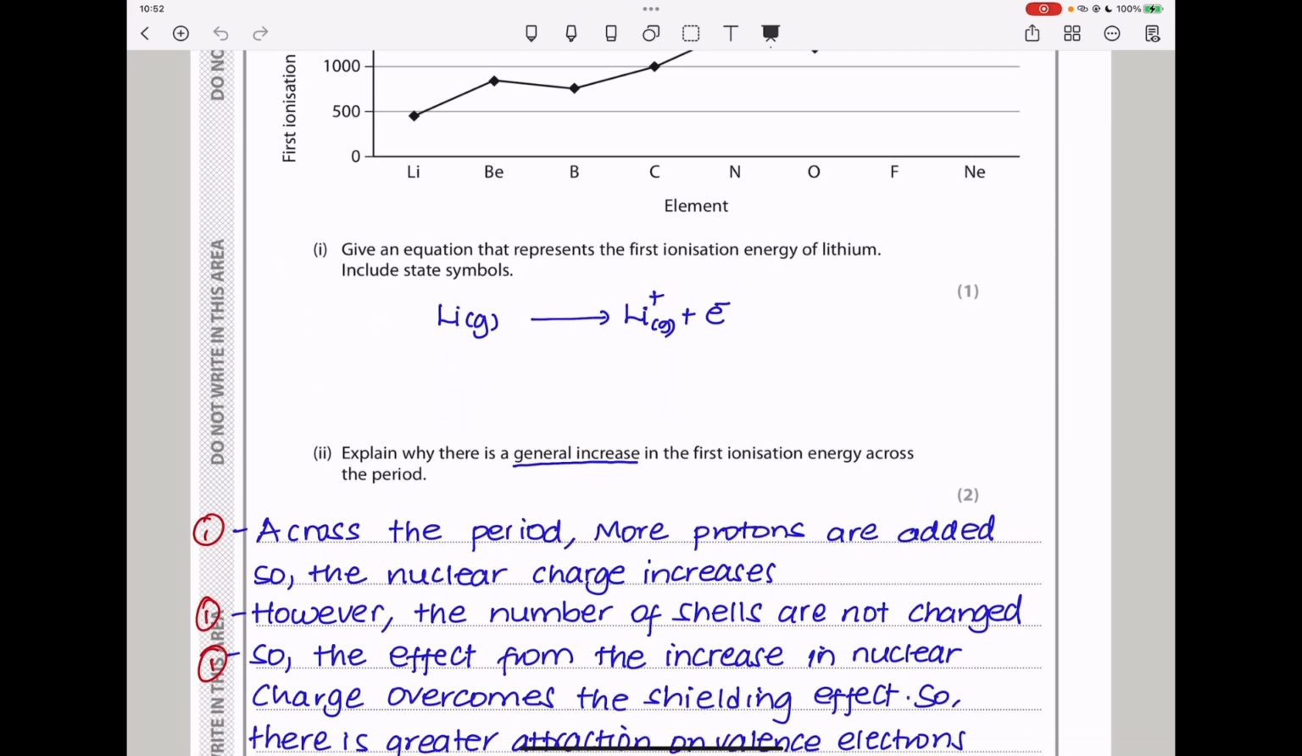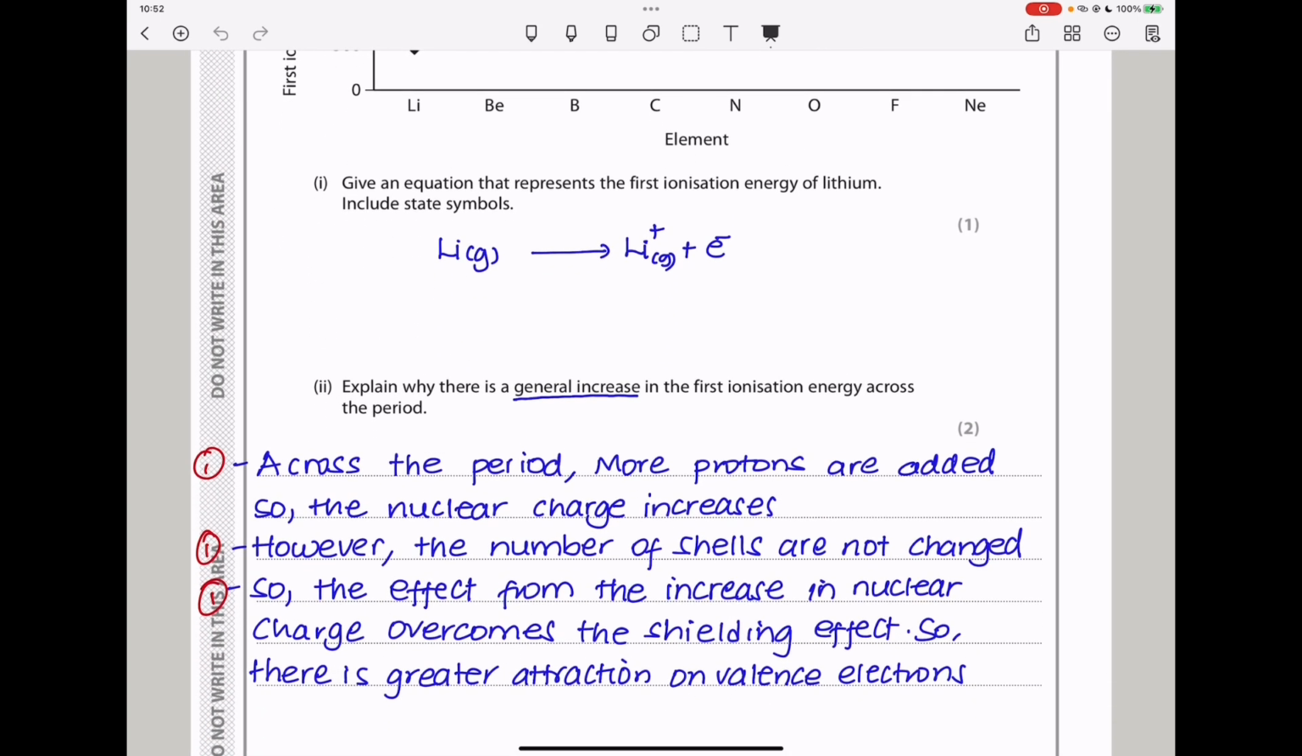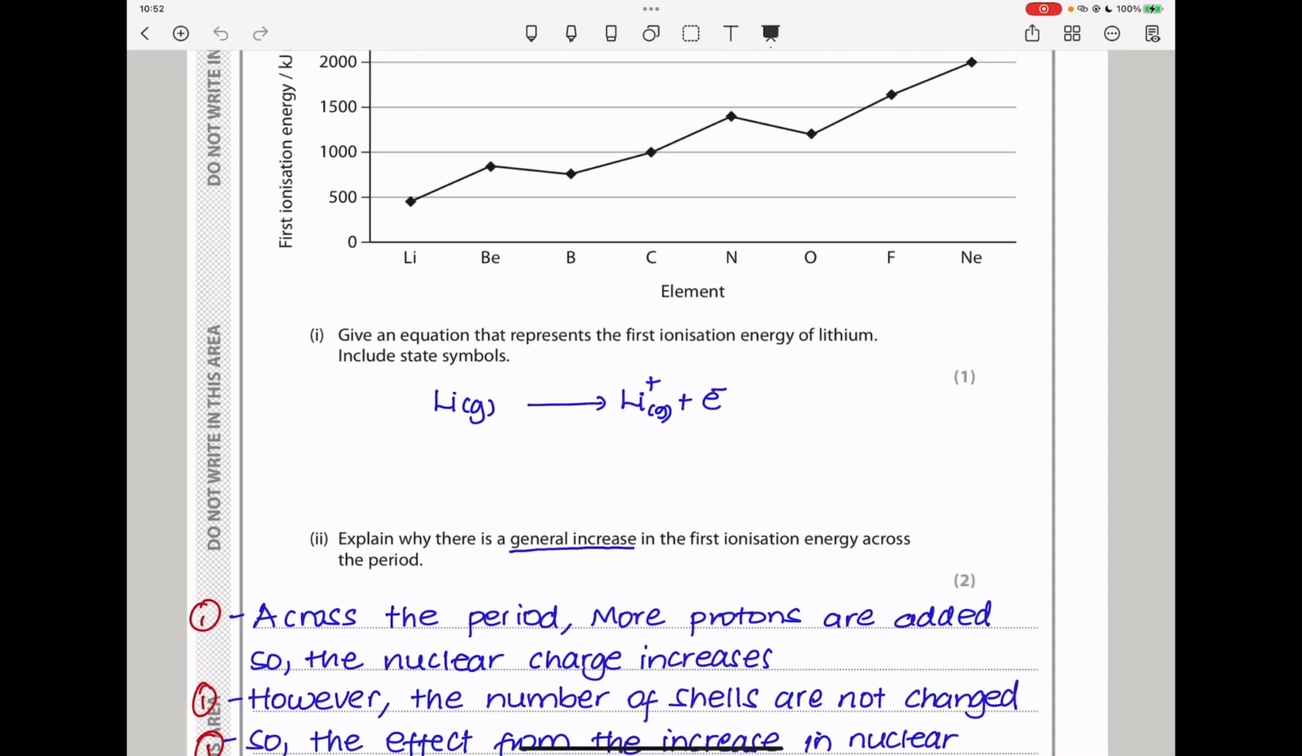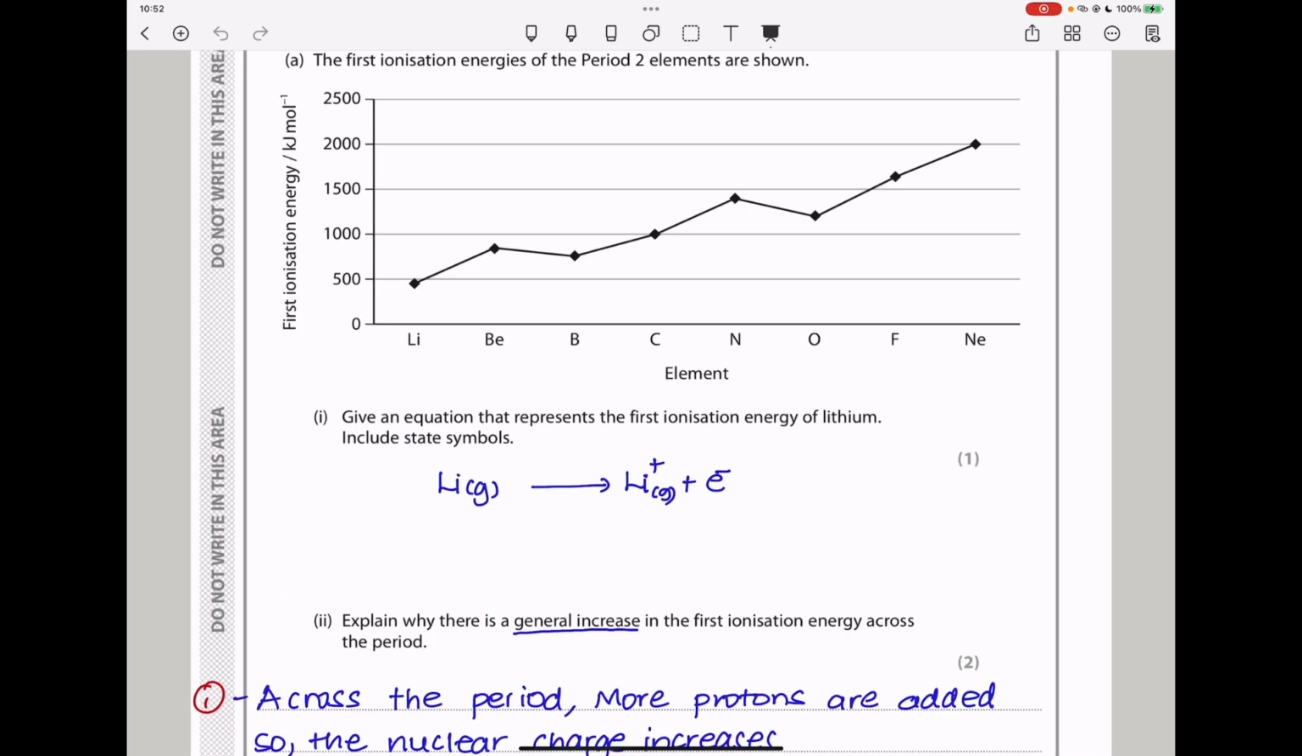In the next part, they want you to explain why there is a general increase in the first ionization energy across the period. Across the period, the number of protons is increasing because more electrons are added, however, to the same shell. And that means the inner shielding is almost the same. So if there is an increase in the number of protons, that means there is an increase in nuclear charge.